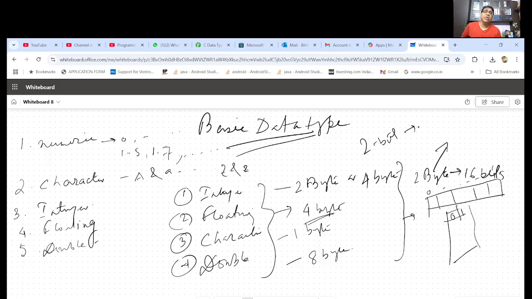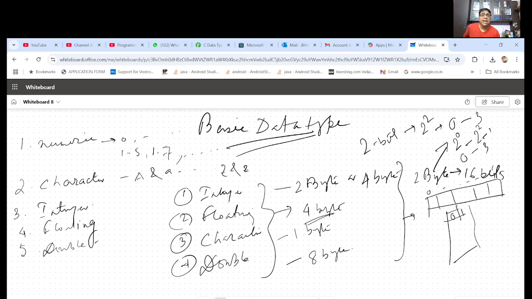Like so, if you think of 2 bits of data, how many numbers can you generate? That is 2 to the power 2. That means it is the numbers from 0 to 3, obviously represented in binary. Think about 2 to the power 0 to 2 to the power 2 minus 1. That means 0 to 3, like this.